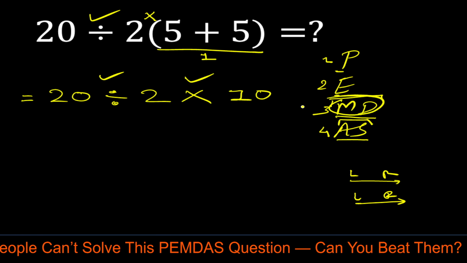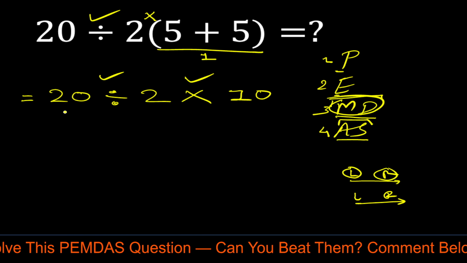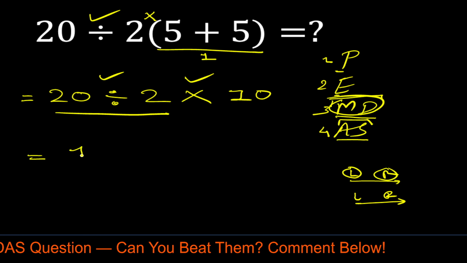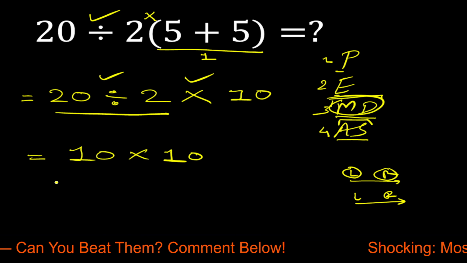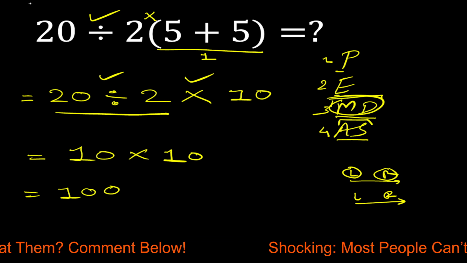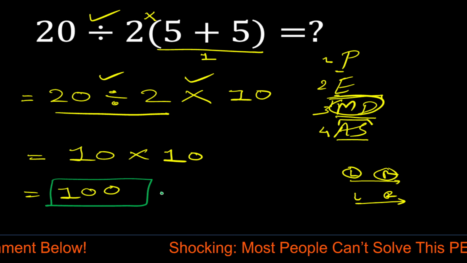Now here we have division and here multiplication. So both have equal priority. So we have to solve it from left to right. So first we have to solve this division. So 20 divided by 2 is equal to 10 times 10, right? So 10 times 10 is equal to 100. So the correct answer is 100, right?